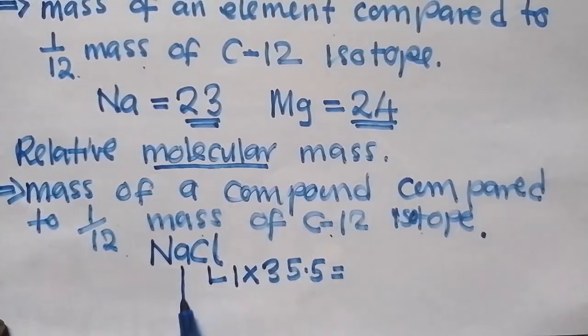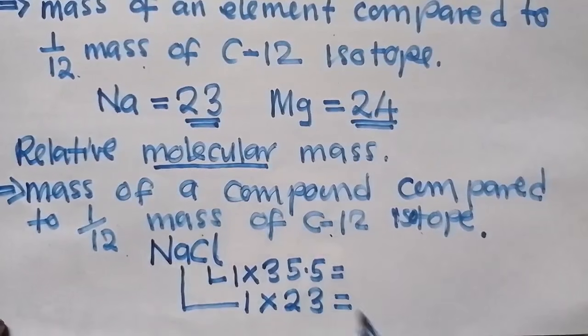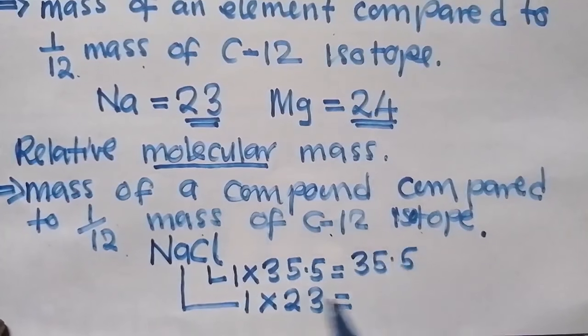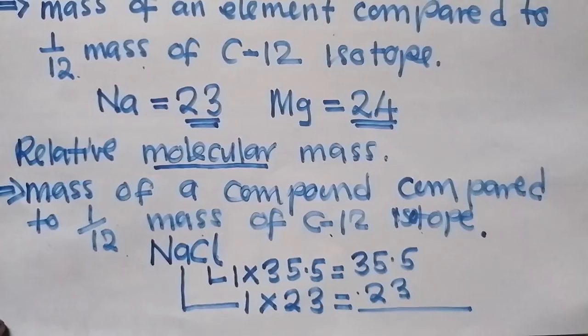Then you go to sodium. How many atoms are we having for sodium? It is 1. Then you say times the mass number, which is 23. This is equal to, then you add 35.5 and 23. When you add these two, what number are you able to get?